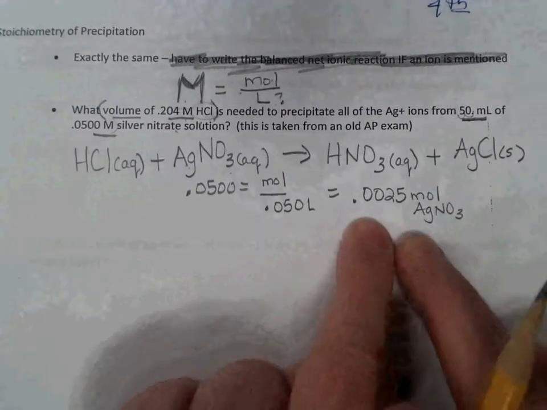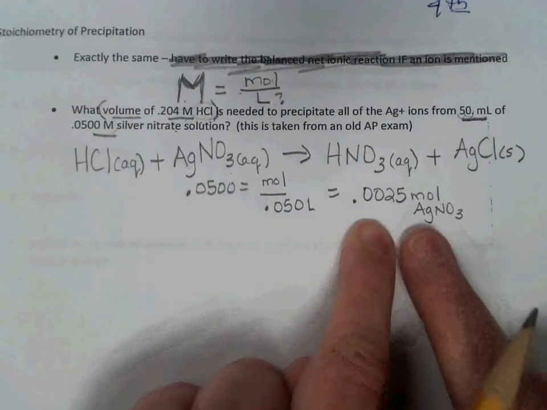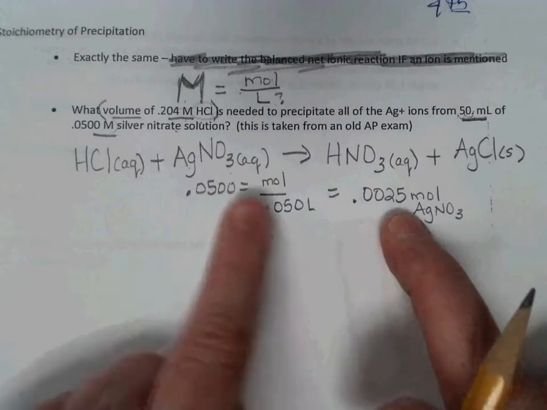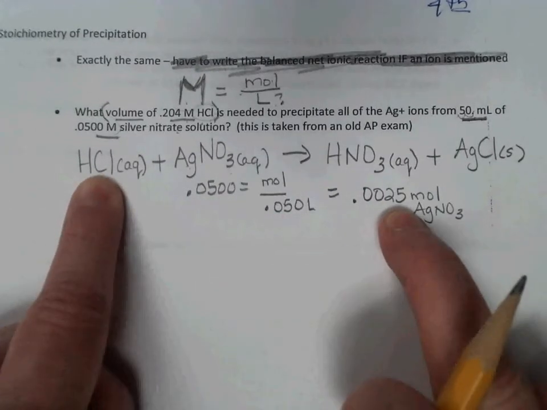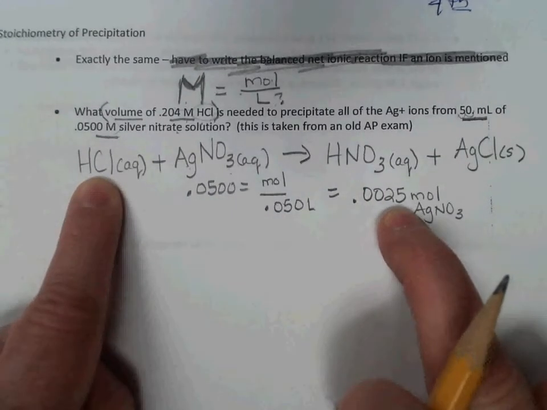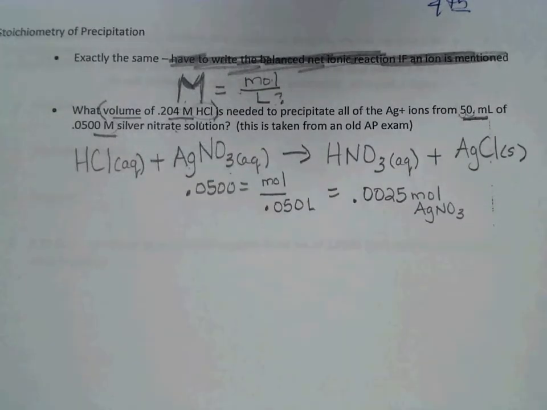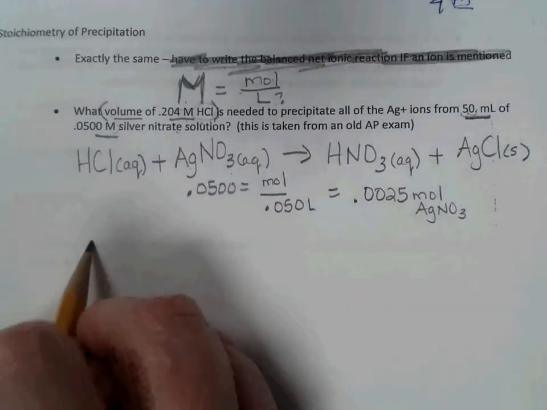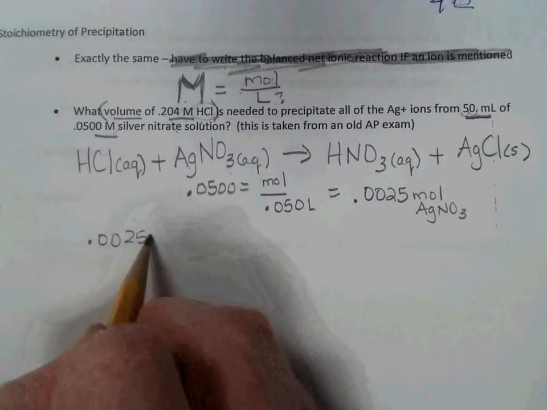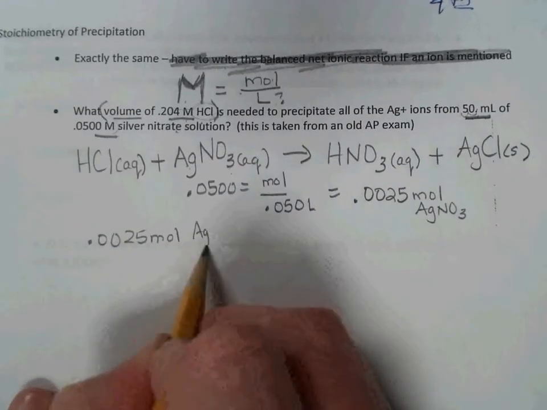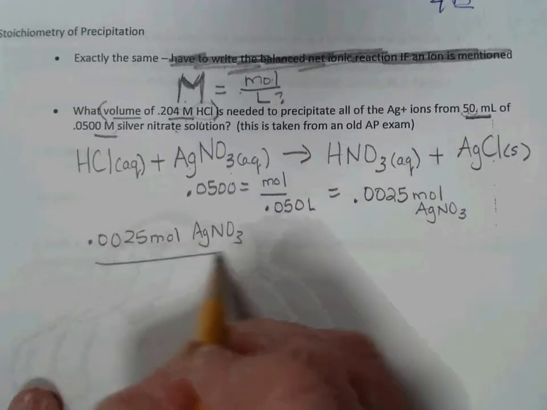Okay. Now that I know moles of that, now I can find moles of that using a picket fence, right? Okay. But look, I know these are all ones, and it's a 1-to-1 ratio, but we're going to do the steps because I said so. Okay? We've got 0.0025 moles of silver nitrate, right?